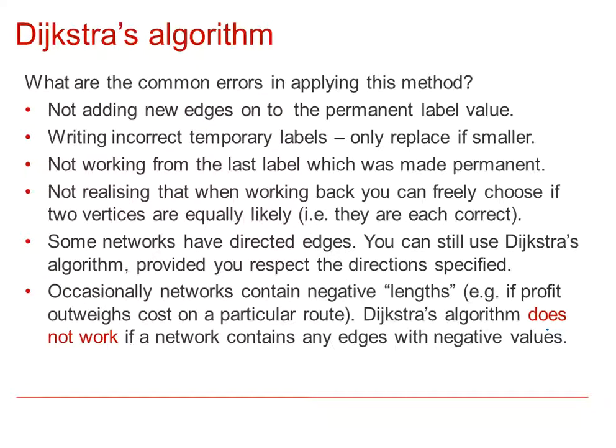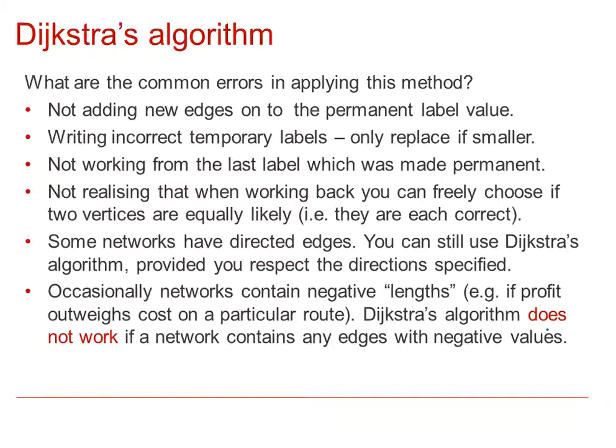Some of the common errors in Dijkstra's algorithm: not adding new edges onto the permanent label value, writing incorrect temporary labels and forgetting that you only replace them if it is smaller, not working from the last label which was made permanent, not realizing that when working back you can freely choose if two vertices are equally likely. In other words, they are both correct. You can have two possible answers.